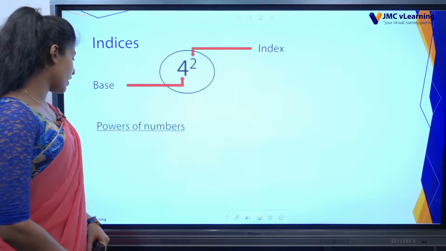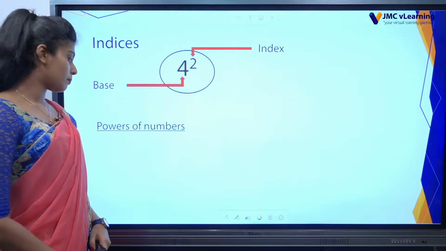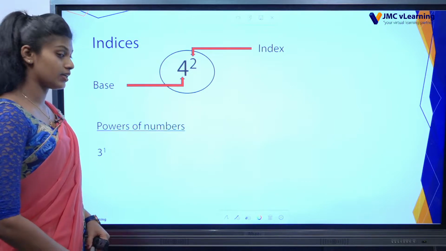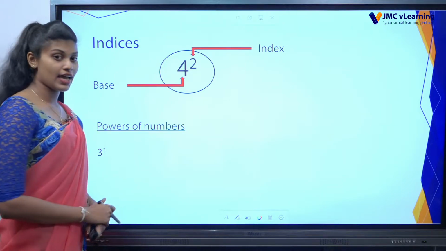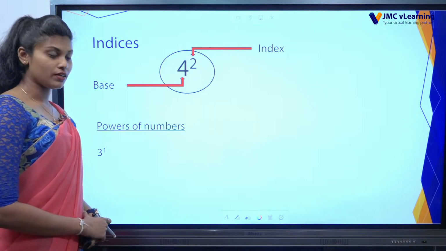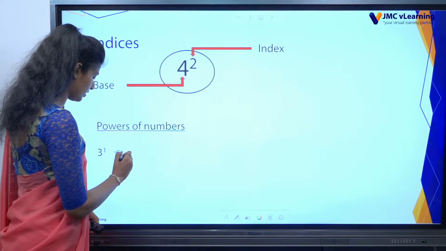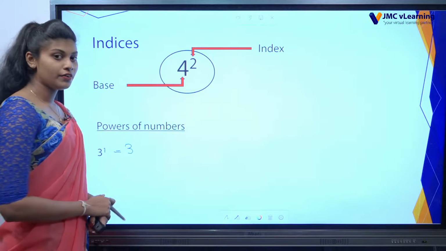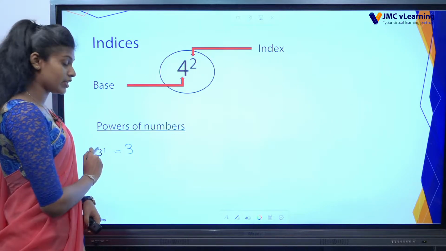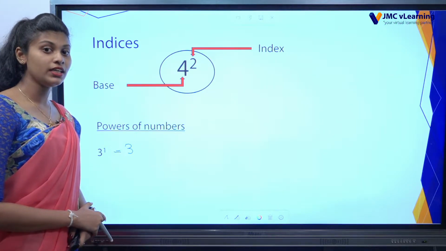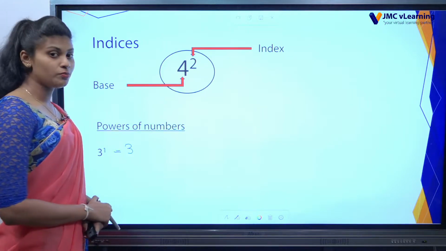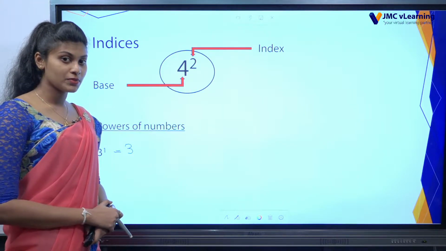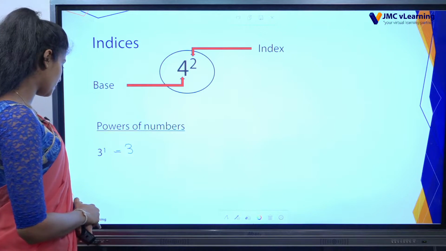Then let's write the powers of numbers. Here this one is 3 to the power 1, which is equal to 3. What do you have to do here? This 3 you have to multiply only 1 time. When you multiply 3 only 1 time, the answer is 3.